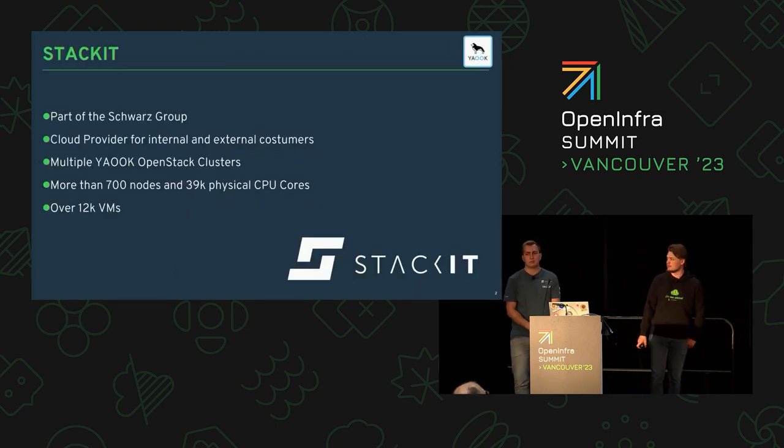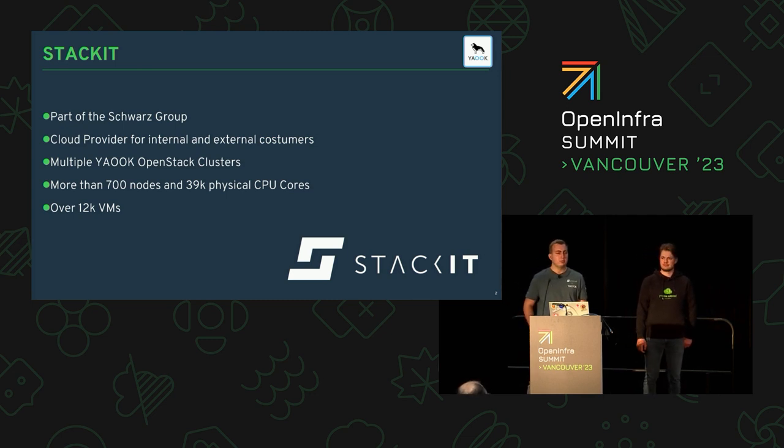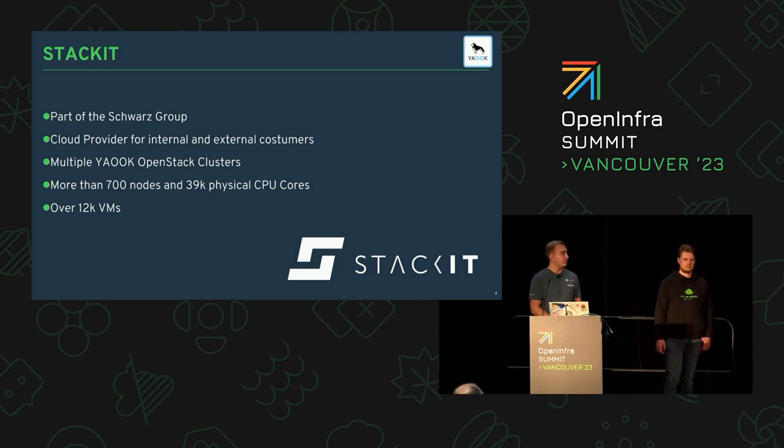So, hi, I'm Robert. I work for Stackit, which is part of the Schwarz Group. Maybe you know the Schwarz Group, when you are from Europe or the US, as the retail companies Lidl or Kaufland. So we're part of that whole group. There are many other companies in that group. But basically, we are the cloud provider for internal and external customers, also for the Schwarz Group and also other ones. And currently, we run multiple OpenStack clusters with more than 700 hypervisors and about 40,000 physical CPU cores and 12,000 VMs.